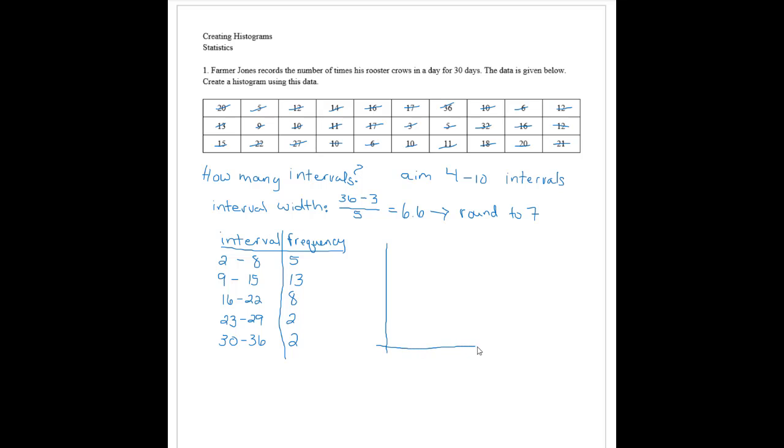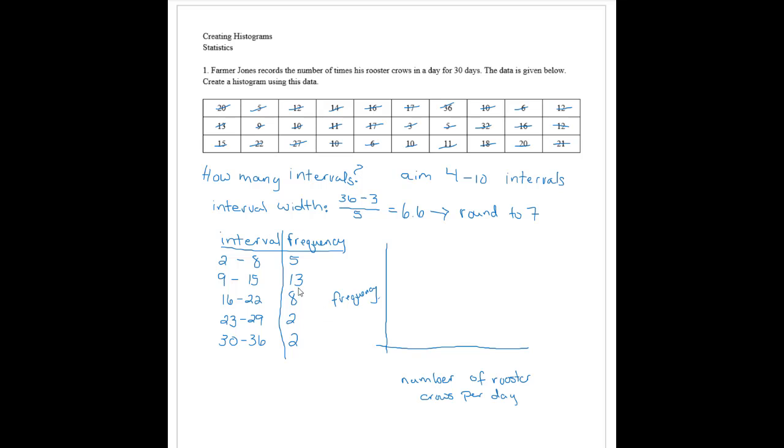So I'm going to draw in a set of axes, and I like to label these axes. My x-axis is always the data. This is the number of rooster crows per day. And then this is the frequency. Now normally we would write this sideways maybe, but since I am using a digital pen, that is actually pretty difficult for me to do. So I am just going to write the word frequency out here.